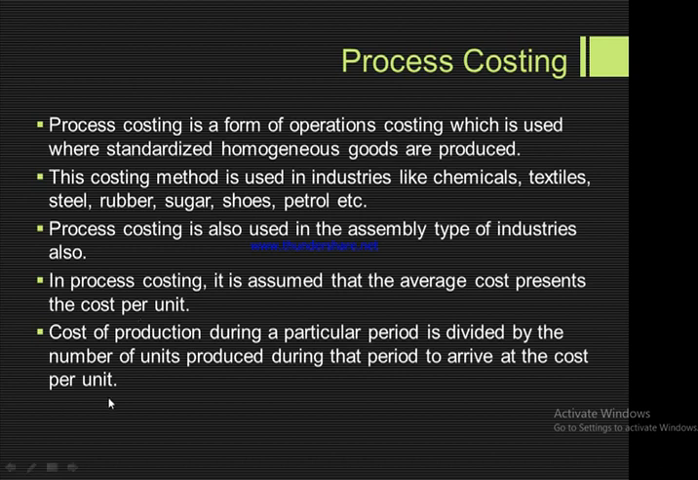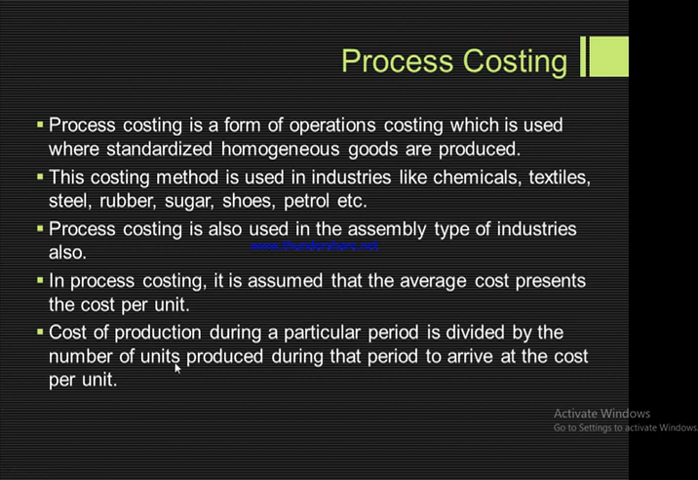The cost of production during a particular period is also divided by the number of units produced during that period to arrive at a cost per unit. So in this way we try to find out what is the cost per unit under process costing.